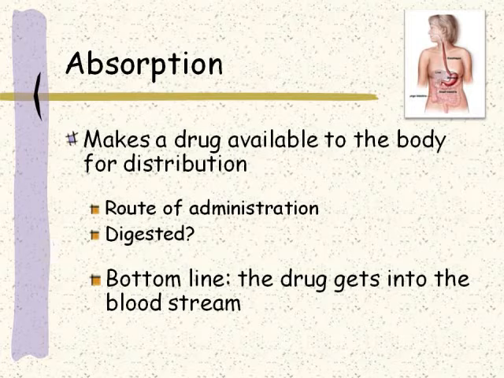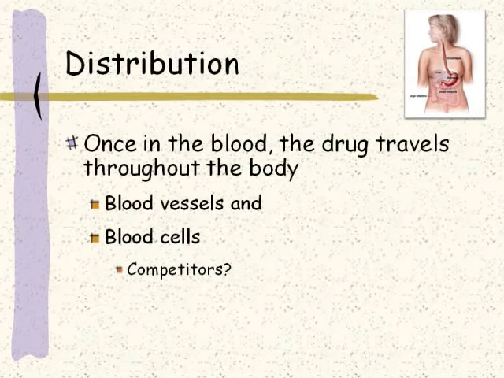How does the drug get into the body? That has to do with route of administration. Is the person swallowing it, or is it being injected into them in some way? Does it need to be digested by the GI tract? Well, yeah, it does if they take it by mouth. And the bottom line is, with absorption, the drug gets into the bloodstream. One way or the other, the drug is getting into the bloodstream. So absorption makes the drug available to the body for distribution.